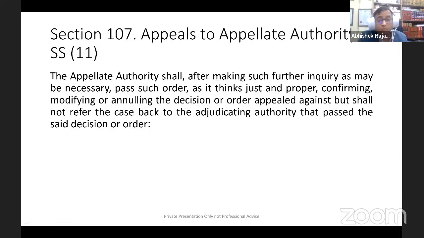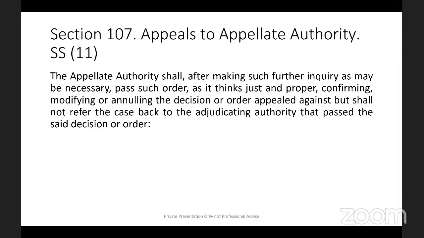Now, in old laws, IDT laws, let's say Service Tax, the first appellate authority has the power to remand the case back to the adjudicating officer. So what used to happen, even after hearing fresh case in totality.